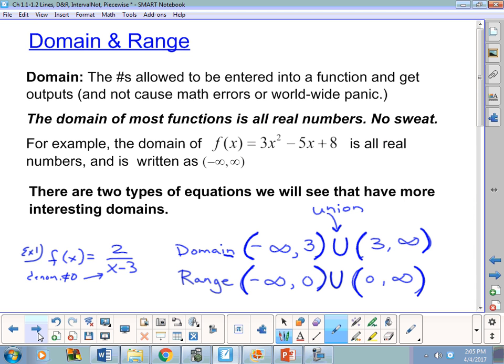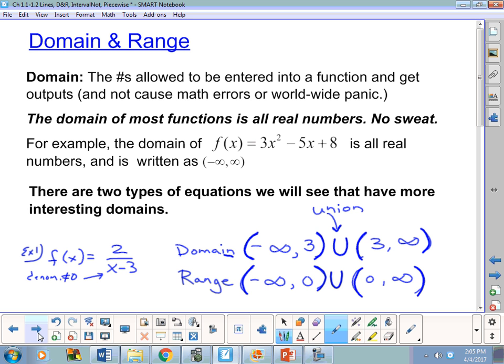Next, talking about domain and range. This is a topic that we'll use for the rest of the year, so we'll get used to it here. The domain is all the numbers allowed to be entered into a function, basically. And you'll get some kind of outputs. All right? When would you not get an output? When you divide by 0 is a big one.